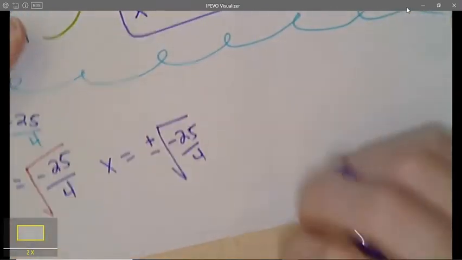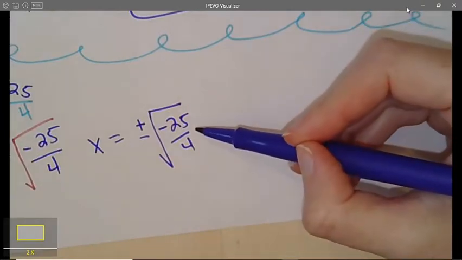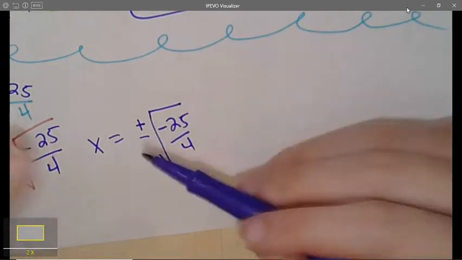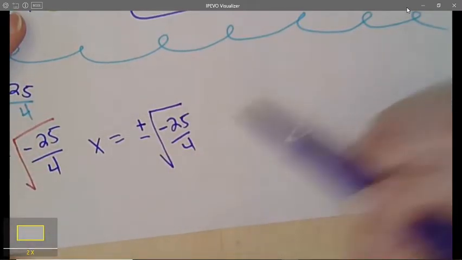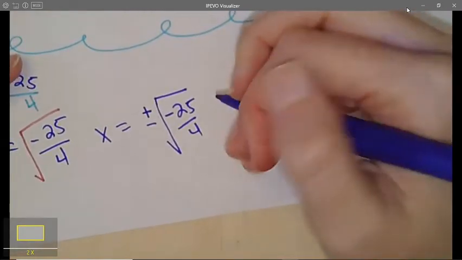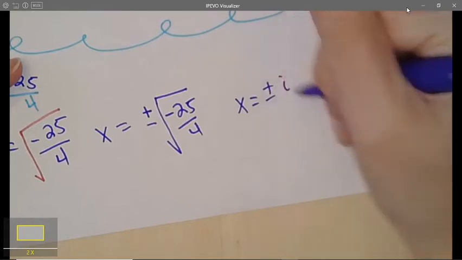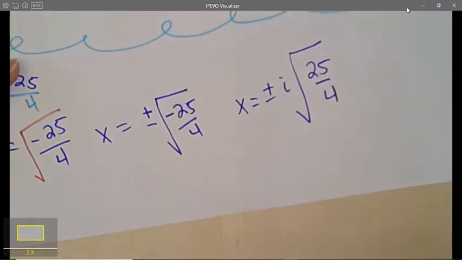Okay, now first of all, I want to transform that negative 25 over 4 into a positive. What will hop outside of my square root to transform that number into a positive? Exactly, you guys, an i is going to hop out. So we're going to have x equals plus or minus i root 25 over 4.